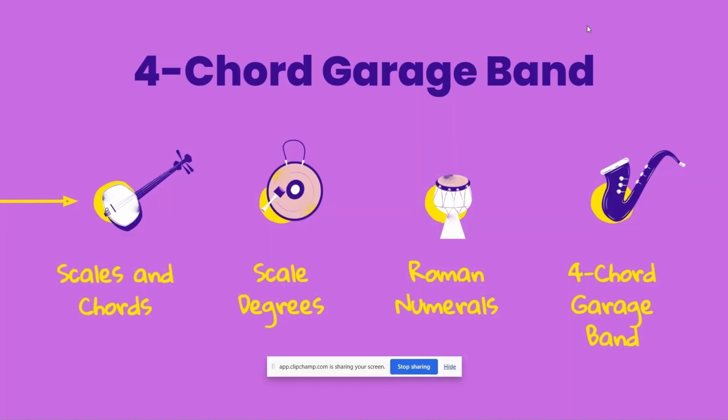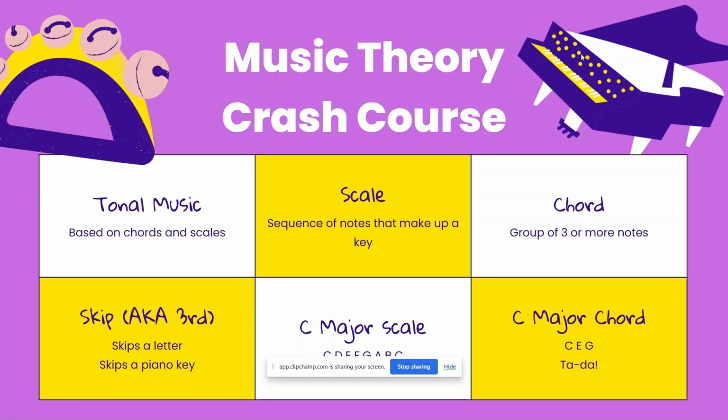Tonal music, which would be most Western music, is based on chords and scales. A scale is a sequence of notes that make up a key. Think of this as like your color palette. These are the notes you have to choose from in any given song. A chord is a group of 3 or more notes.